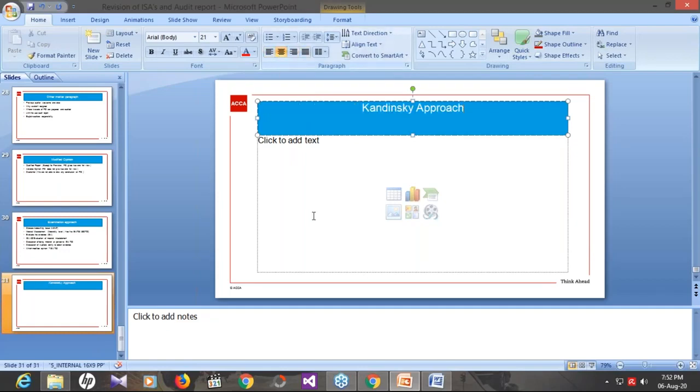So first of all, you need to understand that there will be data that is provided in the question. So there are two types of data. One is financial data and the other is non-financial data.